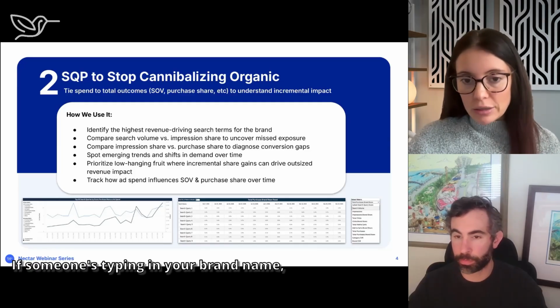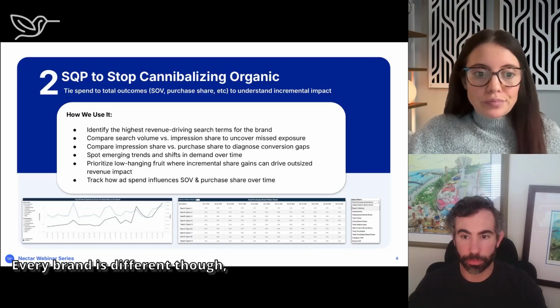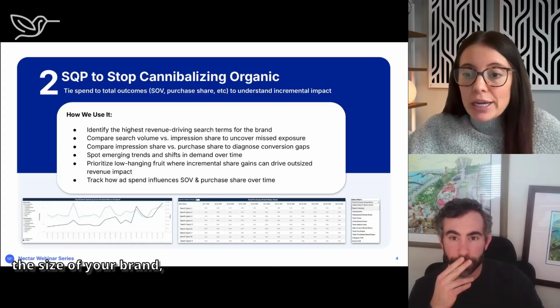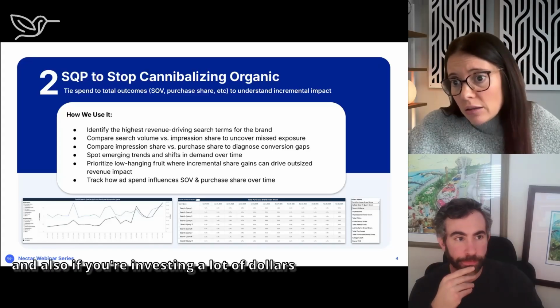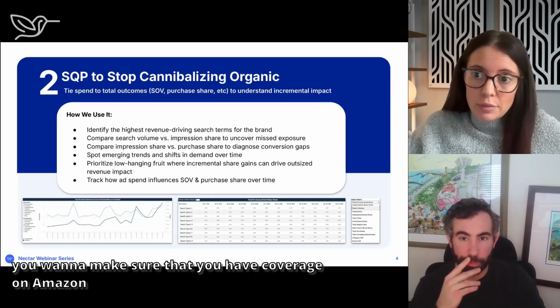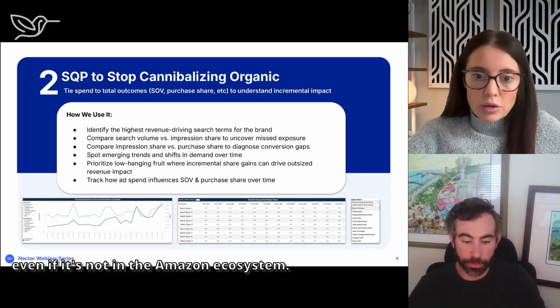If someone's typing in your brand name, they're likely buying from you. They're specifically looking for you. Every brand is different, though, based off your price, your competition, and the size of your brand. And also, if you're investing a lot of dollars in external marketing, you want to make sure that you have coverage on Amazon because you are paying for that branded search somewhere, even if it's not in the Amazon ecosystem.